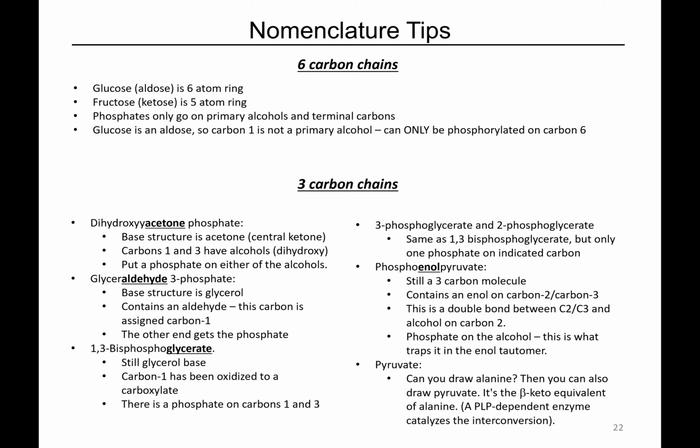You have two options. You have 6 carbons or 3 carbons. And honestly, the 6 carbons are easy. You have glucose or you have fructose. And hopefully you can draw glucose and fructose. If you can draw glucose, you can draw fructose. Remember, fructose is the ketose equivalent of glucose. So glucose, I can't really help you. You just kind of got to be able to draw it.